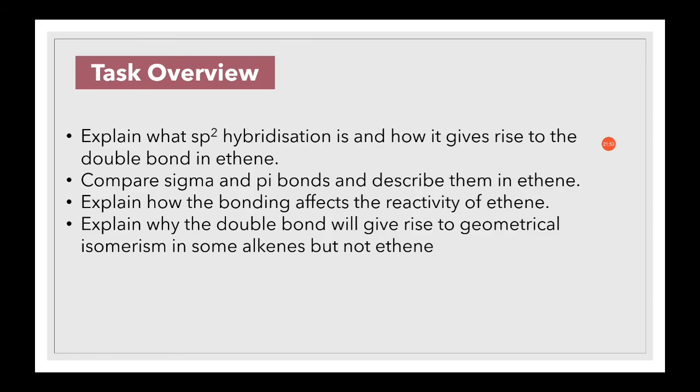We looked at sigma and pi bonds and described them in ethene. Sigma bonds are those that lie on the internuclear axis. Pi bonds lie above and below the plane of the internuclear axis. And why the double bond will give rise to geometrical isomerism in some alkenes but not ethene, and that's about having different groups attached to the carbons on either side of the double bond. You'll find plenty of information on that in your textbook or in any other A-level chemistry material.